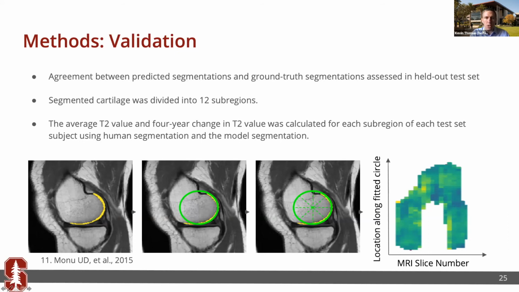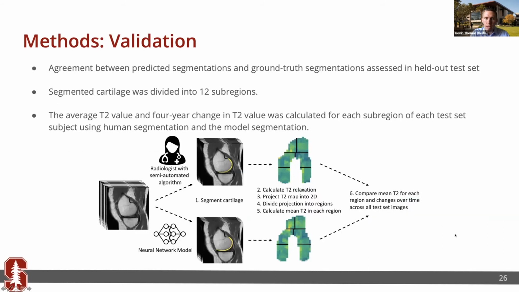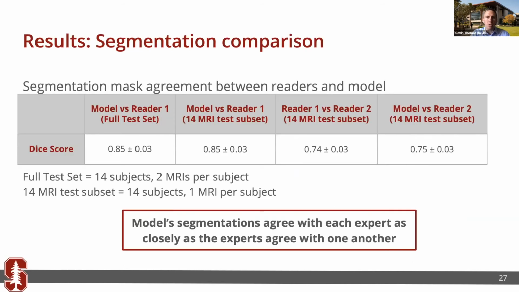So for each cartilage voxel, we know which slice of the MRI it's located in. And from the polar coordinates, we also know where along the arc of the cylinder it's located. And we use that as the y-axis location. And then we color code according to the intensity of the T2 value. After we have these 2D T2 maps, we then automatically divide the cartilage into 12 subregions. These 12 regions were defined by drawing boundaries between the superficial and deep halves of the cartilage, between the medial and lateral halves, and between the anterior, central, and posterior thirds of the cartilage. And then we compared the model's estimated T2 value and T2 changes over time with those metrics obtained using expert segmentations for each region.